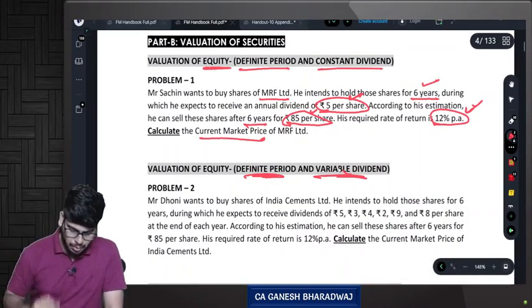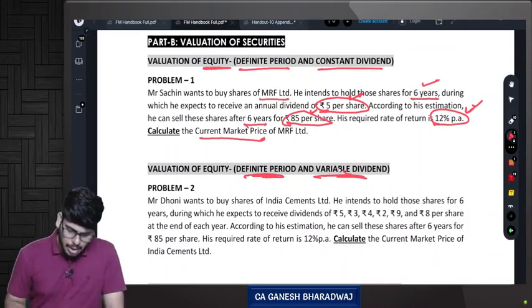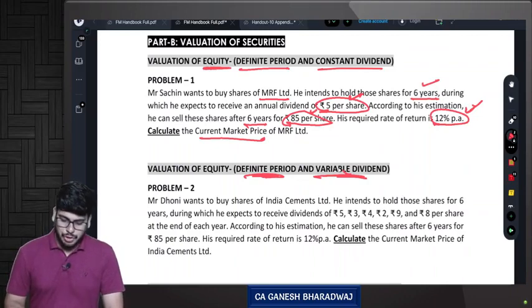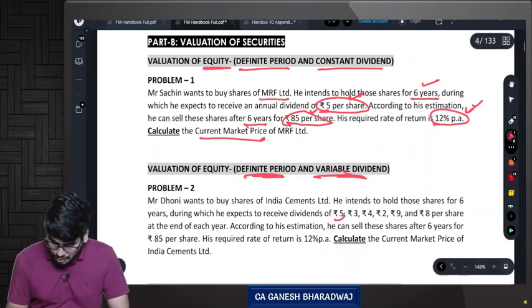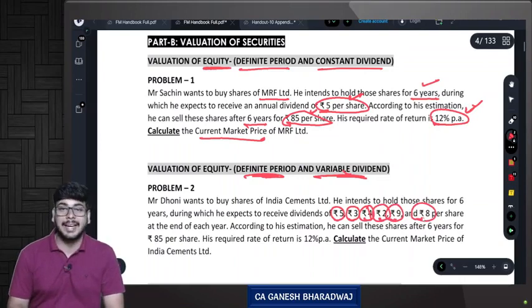Dividend amount is different. What is it? We will see. Mr. Dhoni wants to buy shares of India Cements Limited. He intends to hold those shares for 6 years, during which he expects to receive dividends of 5 rupees, 3 rupees, 4 rupees, 2 rupees, 9 rupees and 8 rupees per share at the end of each year.